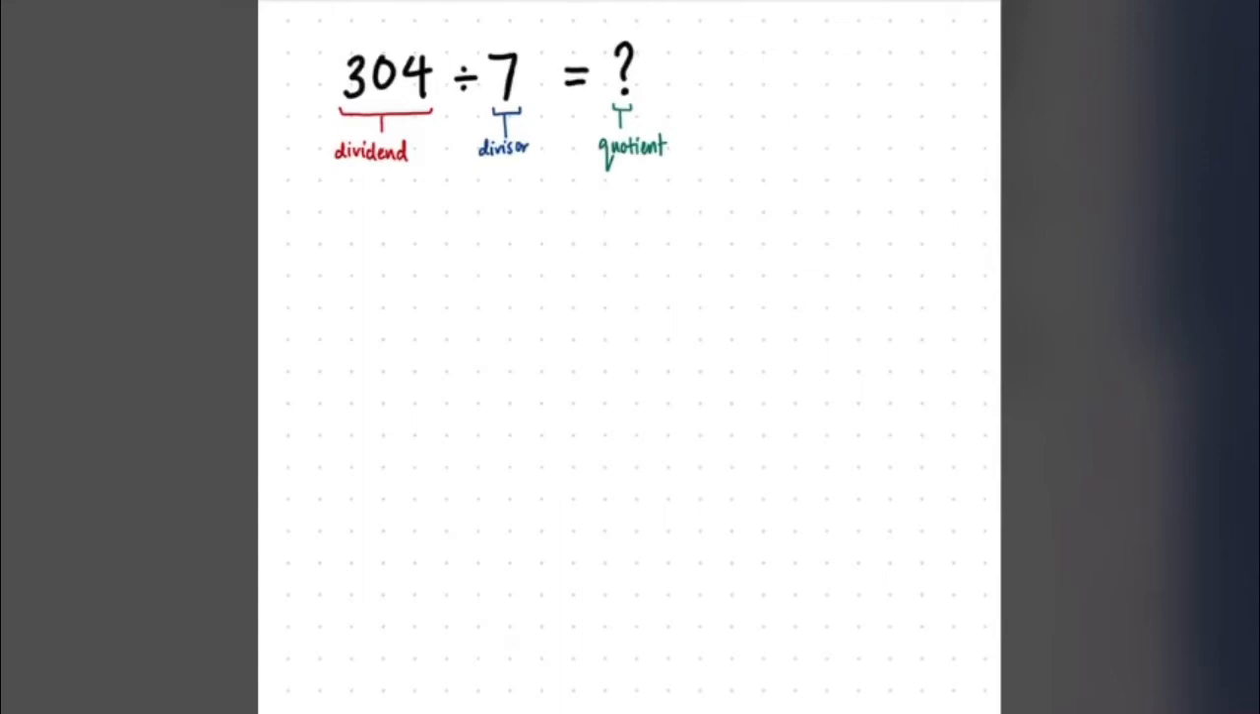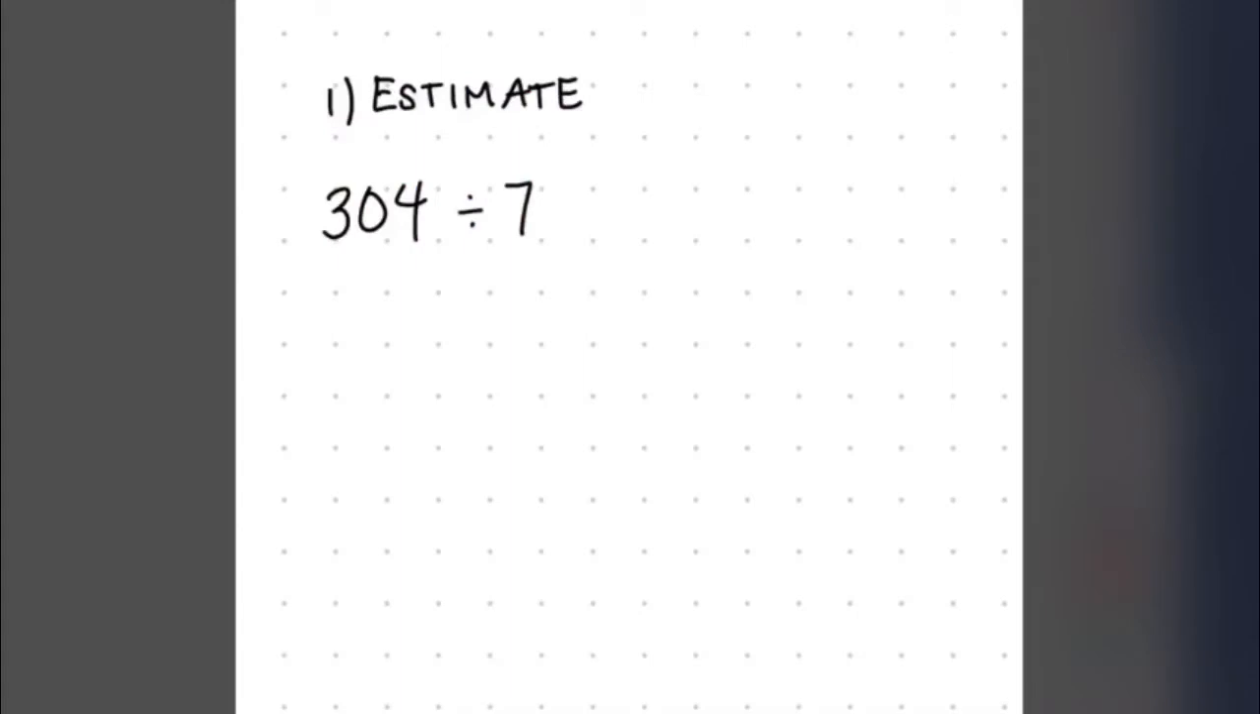The problem we'll be looking at today is 304 divided by 7. Let's start by making an estimation. There's lots of ways you could go forward with this, but let's try the compatible number strategy where we change one of the numbers into a different number that will make the equation easier to compute.